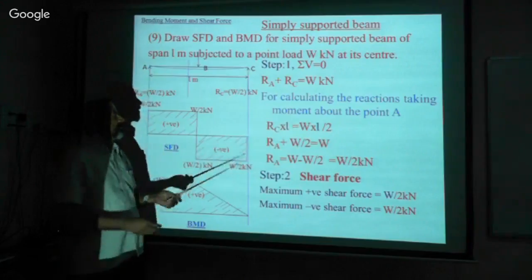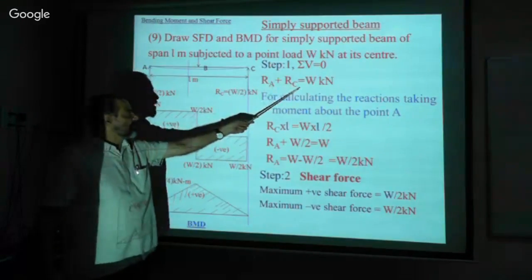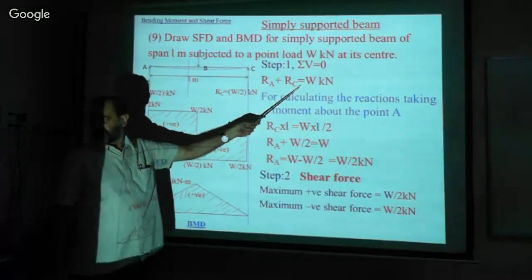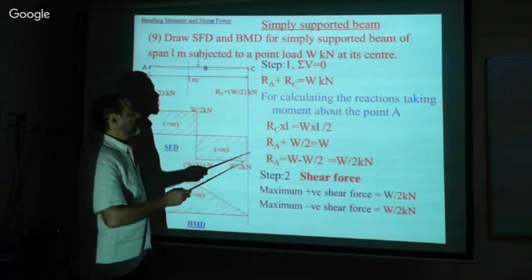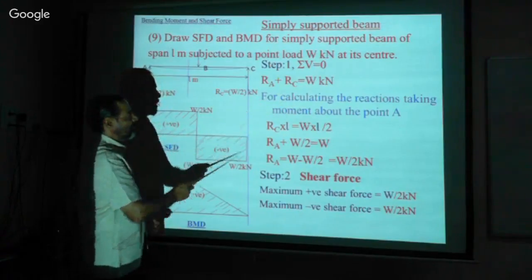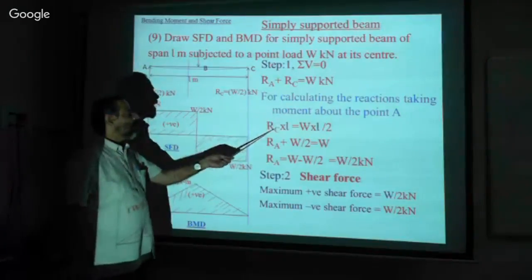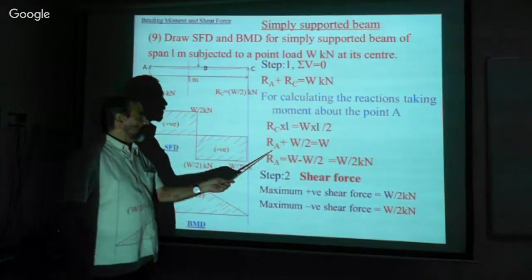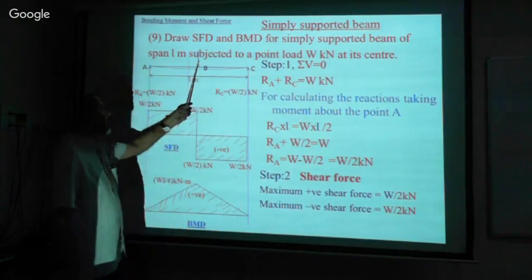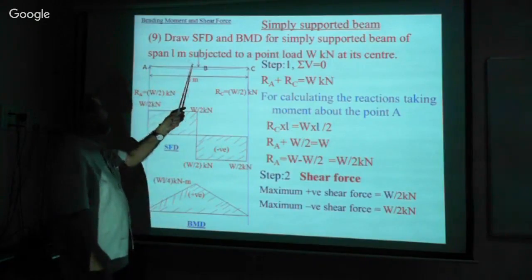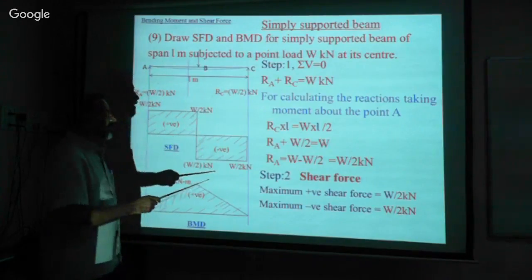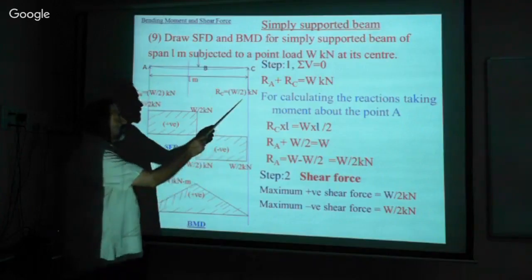Now we know that RA plus RC is equal to W kilonewton. Therefore, RC is equal to W into L by 2 divided by L, that is W by 2. Half of the load is taken by this support and half of the load is taken by this support. This is how we can calculate the reactions.